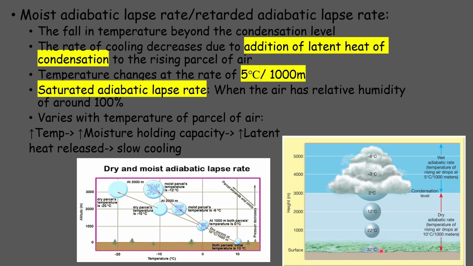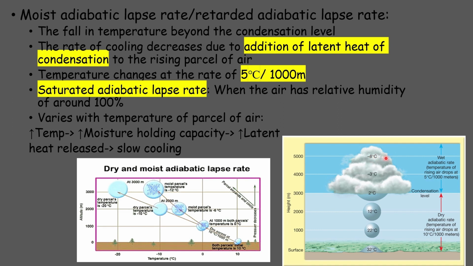Okay, so you see 32 to 22, 22 to 12, 12 to 2 degrees. There is a change of 10 degrees Celsius. Air is getting cooler at a rate of 10 degrees Celsius. But here, after reaching the condensation level, the air is cooling at a rate of 5 degrees Celsius per 1000 meter. So it changes from 2 degrees Celsius to minus 3 and minus 3 to minus 8 degrees Celsius. So this is how wet adiabatic lapse rate functions.